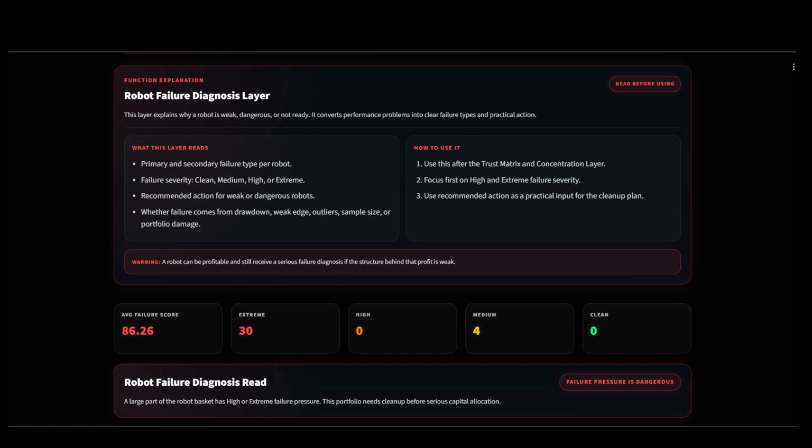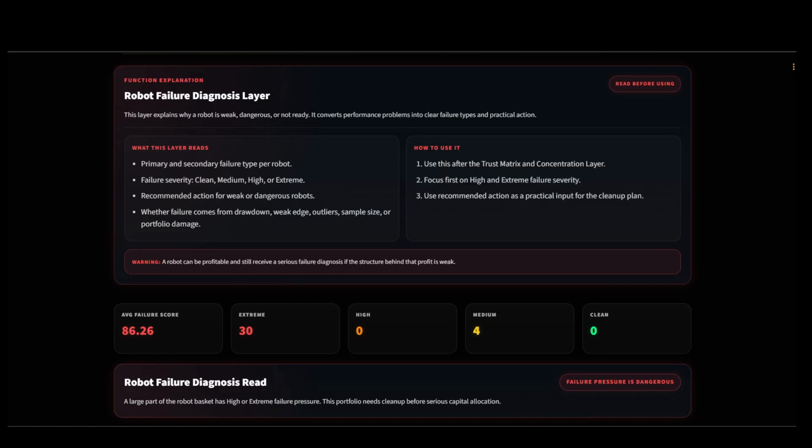So the layer starts by evaluating primary and secondary failure types, failure severity, recommended cleanup action, and whether the weakness comes from drawdown pressure, weak edge quality, outlier dependency, sample instability, or portfolio damage concentration. And this is extremely important because many robots can still appear profitable on the surface, while the structural foundation underneath remains dangerously unstable. So now the workflow starts converting statistical weaknesses into actual operational failure categories.